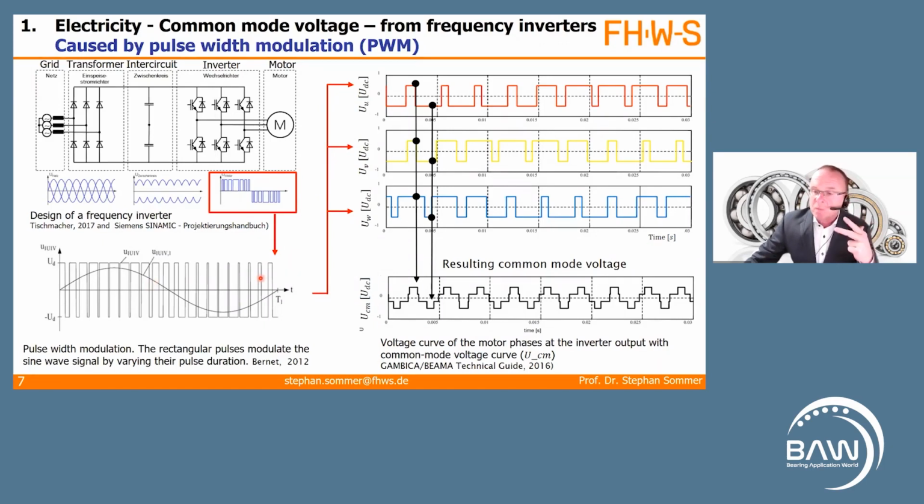Whereas the three sine signals from the three motor phases would sum up to 0, the rectangular pulses don't sum up to 0. There's always a residual electric voltage that is causing an electric current in the system. It is called the common mode voltage. This common mode voltage is high frequent, and it is causing damages in the bearings or in the entire system.